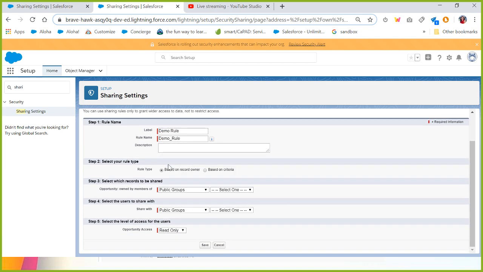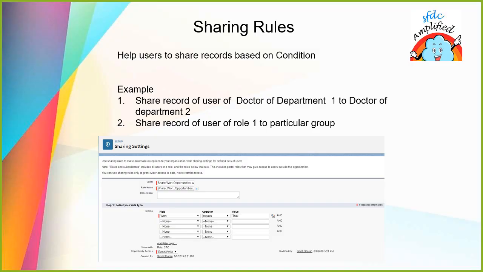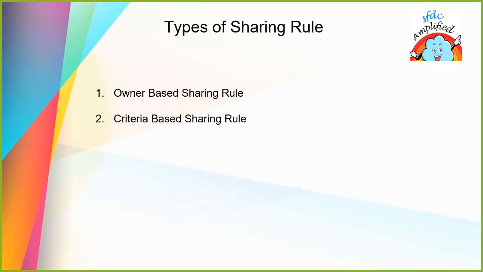I can put some name which is more relevant. There are two types of sharing rules which I will quickly discuss: one is based on record owner and the second is based on criteria. So the two types are owner based sharing rule and criteria based sharing rule. What happens in the owner based sharing rule? It determines that records owned by one set of users should be shared with another set of users. When you want to share records from one set of users to another, you use the owner based sharing rule.